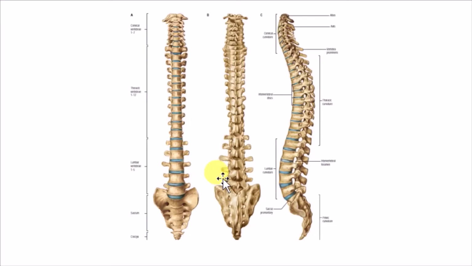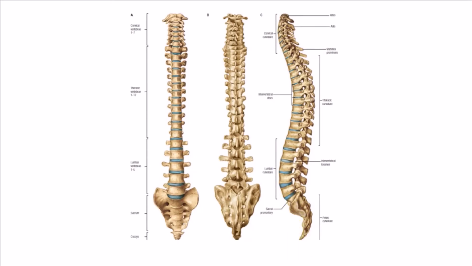Now we will see a few pictures to identify. Okay, now you can see the vertebral column. This is the anterior view of the whole vertebral column. This is the posterior view, and this is the lateral view. In the lateral view, you can appreciate the primary curvature and secondary curvature. The secondary curvature of the cervical, the primary curvature of the thoracic vertebra, again secondary curvature of the lumbar vertebra, and then the primary curvature of the sacrum.